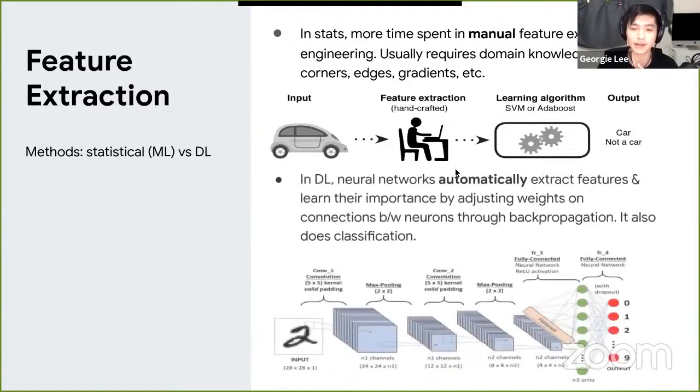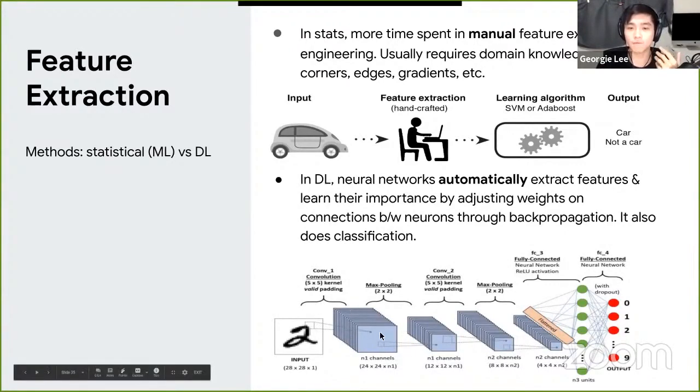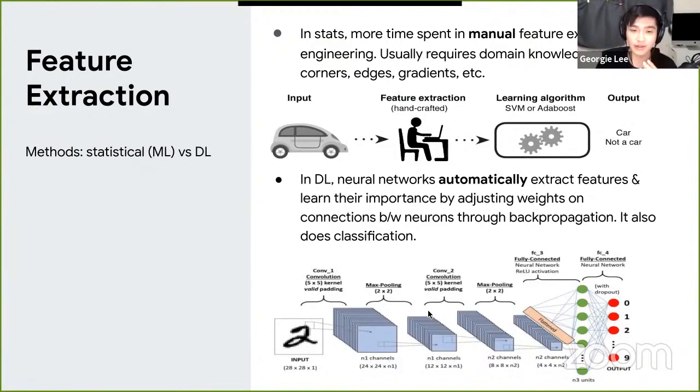On the other hand, in deep learning, our neural network actually automatically extracts features and learns their importance by adjusting the weights of connections between layers of neurons through backpropagation. We don't specify any feature extraction algorithm. We just let the neural network decide which features to extract and how to assign importance to each feature to minimize the error or the loss function.